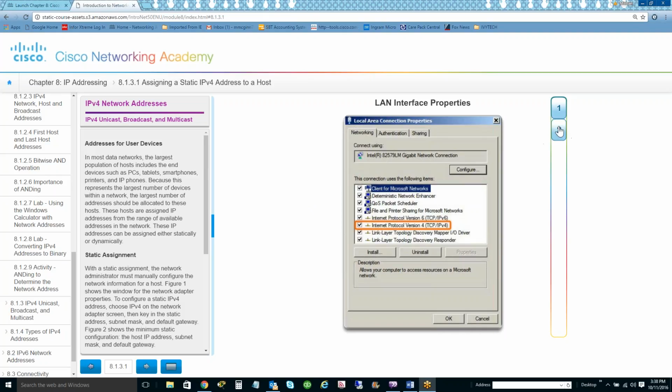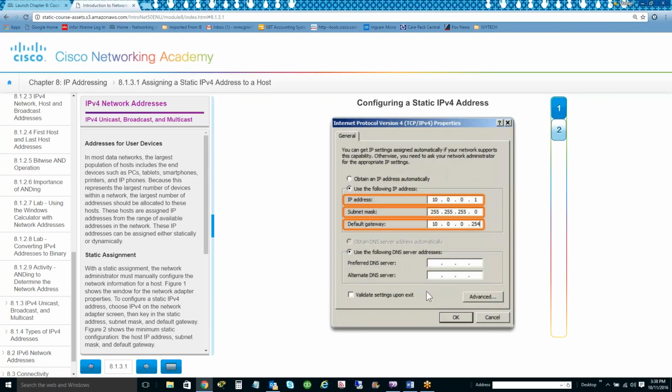you go into the device and manually configure an IP address that is valid for that network. This is an example of where you, in a Windows computer, can actually statically assign the IP address. So in this case, we've got an IP address of 10.0.0.1, a /24 mask, and our default gateway is the last host address on the network, which is 10.0.0.254. So that is the IP of our router.